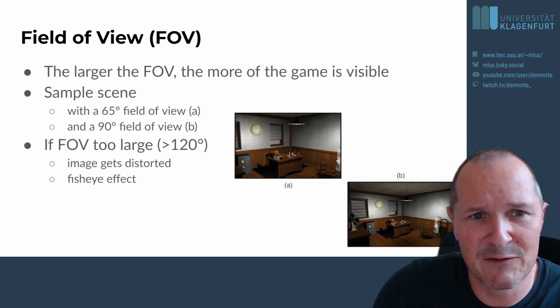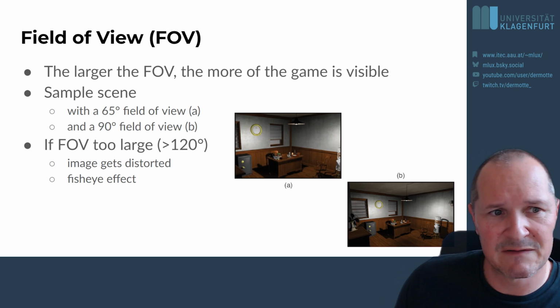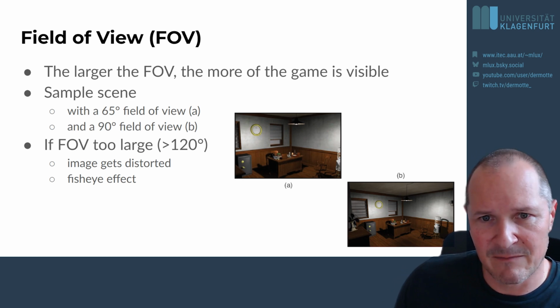Okay, then field of view 90 degrees is view B, and as you can see, much more. You can see everything left of the saved cooler.